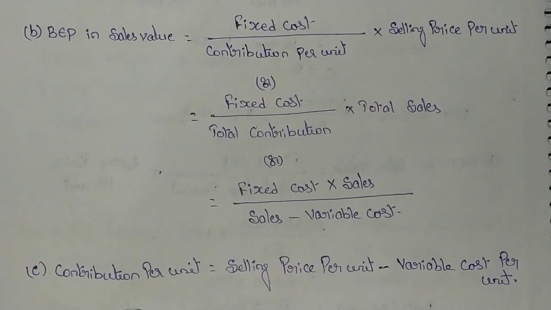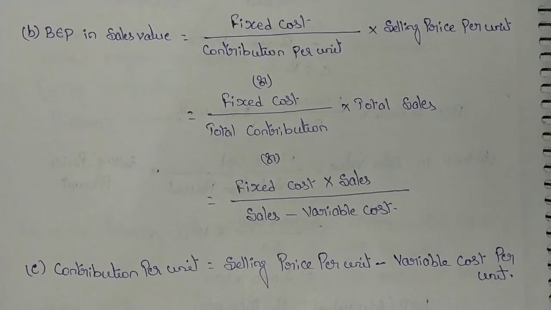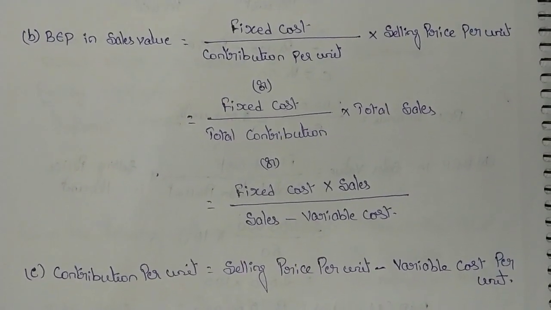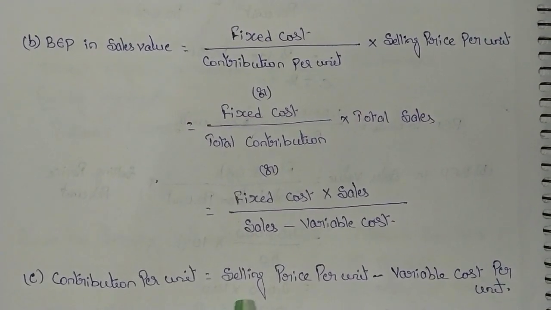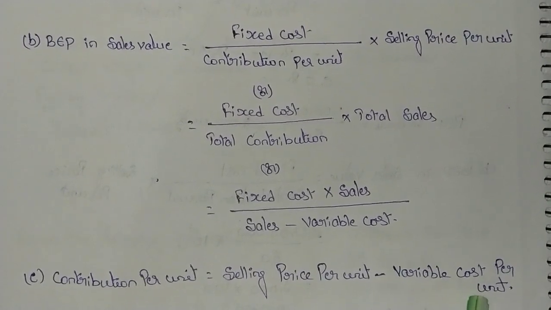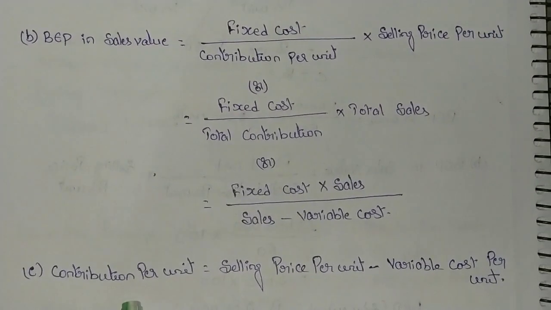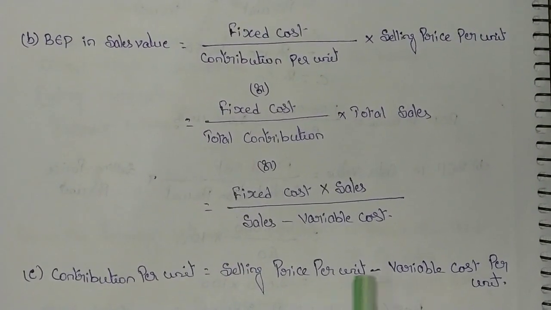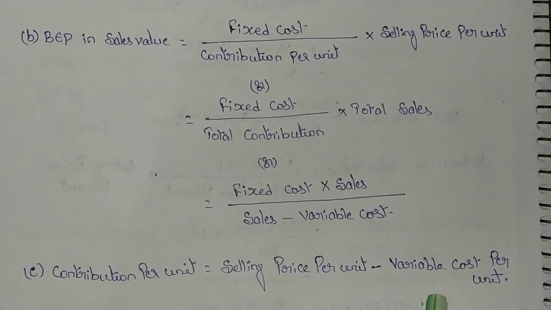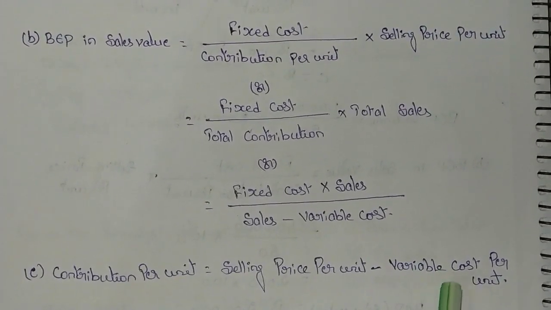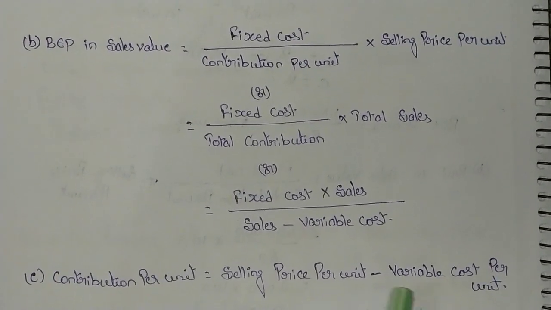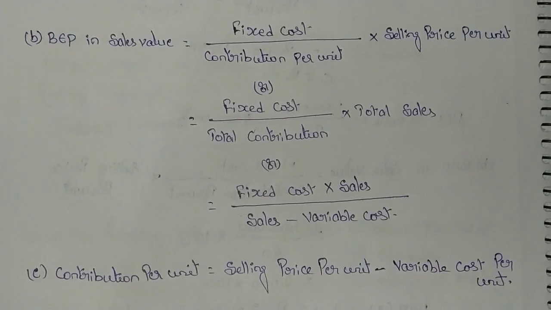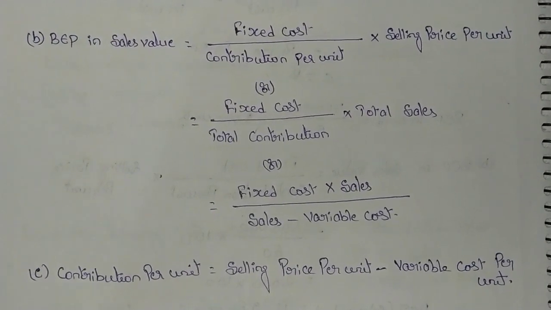In some problems they will not directly provide the contribution per unit. In such cases the contribution per unit will be calculated as selling price per unit minus variable cost per unit. If contribution is not given, these two pieces of information, that is, selling price per unit and variable cost per unit, will be provided in the problem. With these two you can calculate the contribution per unit.